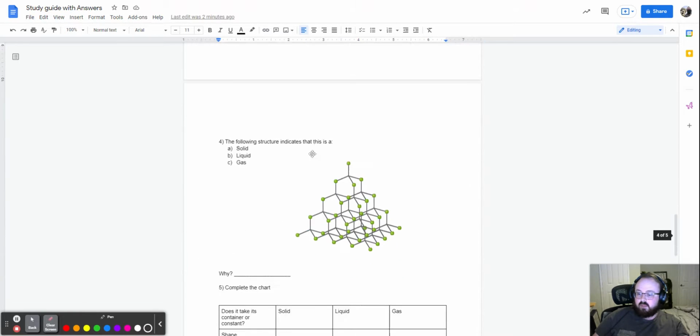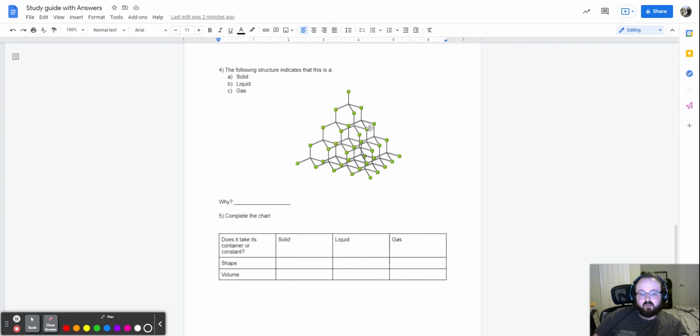Let's clear this. We're going to scroll down. So now we're getting onto the phase of matter questions. The following structure indicates that this is a solid, a liquid, or a gas. What we see here is a reoccurring theme. It kind of looks like a pyramid. There's only one element. It's all these green dots, so they're all the same. But that doesn't mean that it's a solid or liquid or gas, right? A solid or liquid or gas can be a compound.